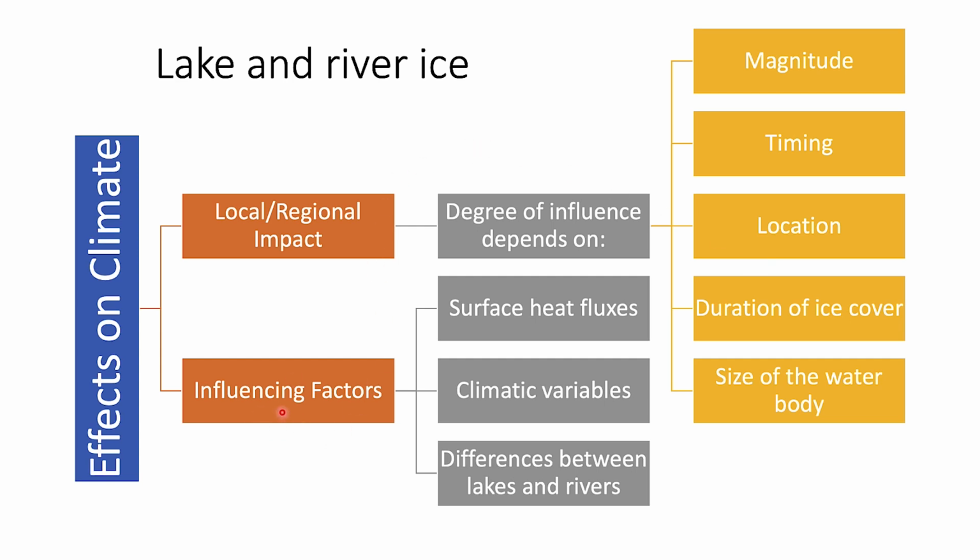And the second one is the influencing factors, which basically are the surface heat fluxes which affect the climate, and also climatic variables and the difference between lakes and rivers. So these are all the major influencing factors that affect the climate.